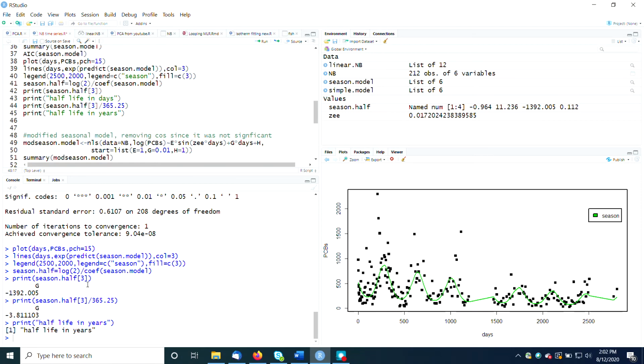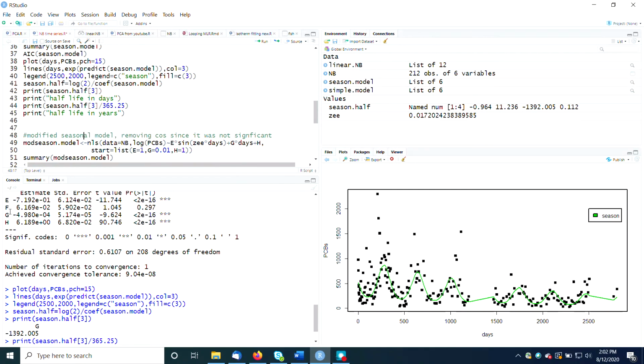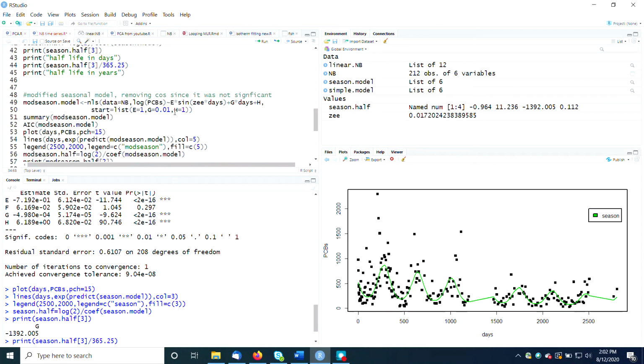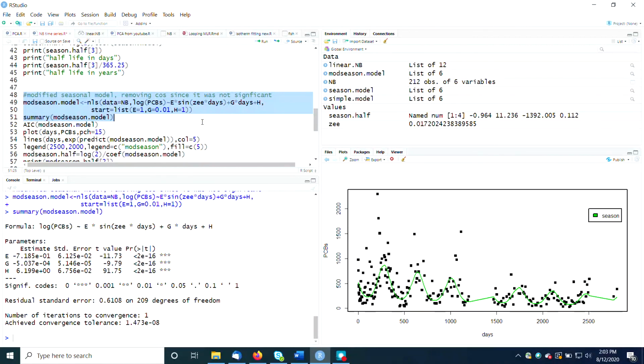So we've seen here that one of these parameters, f here, which had to do with the cosine of the number of days, was not significant. So let's do this over again by taking that out. So now we just have the sine here. Here's the time constant, and here's my intercept. So I'm going to call this modified seasonal model, mod seasonal model. I'm going to run that and also run the summary on that. Here's your summary. Now everything is significant here because we got rid of that one parameter that was not significant.